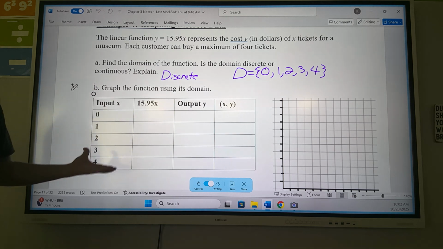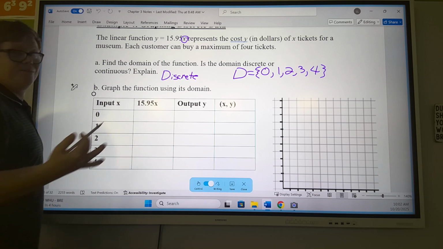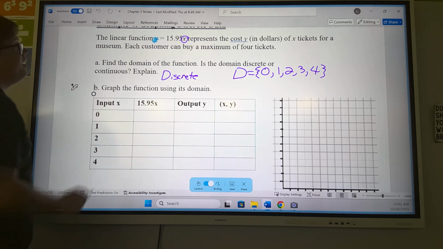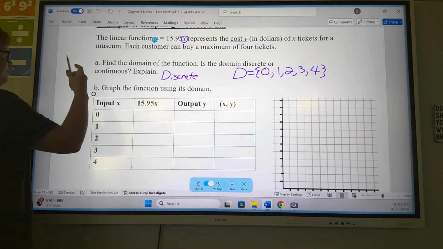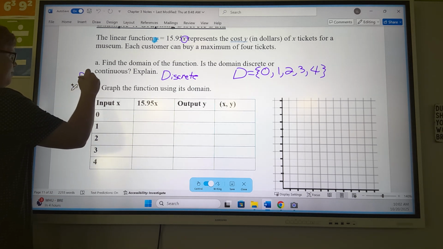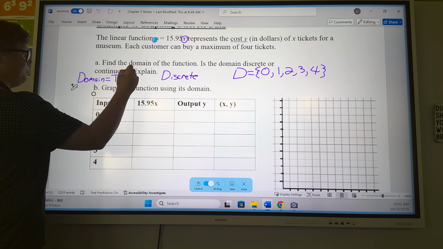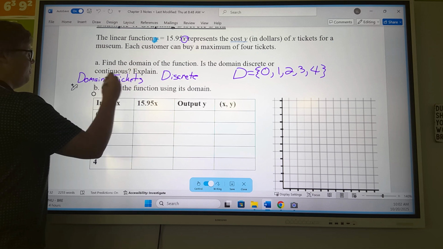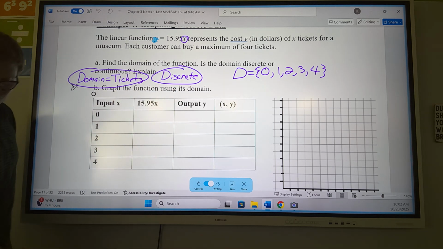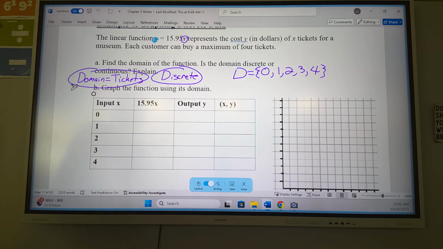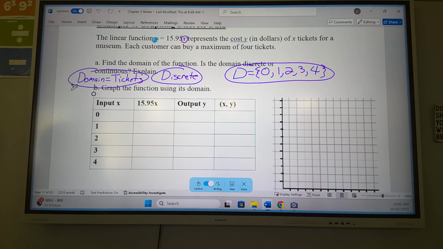Okay, also our domain is going to represent our input, and we know here x is our input because we want to get our output, which is y, and x is tickets. So you can also say that your domain is represented by tickets. So those are the 3 things I want. I want your domain, which is tickets. I want to know if it's continuous or discrete. And I want to know what your domain value actually is. So we know it's 0, 1, 2, 3, 4.